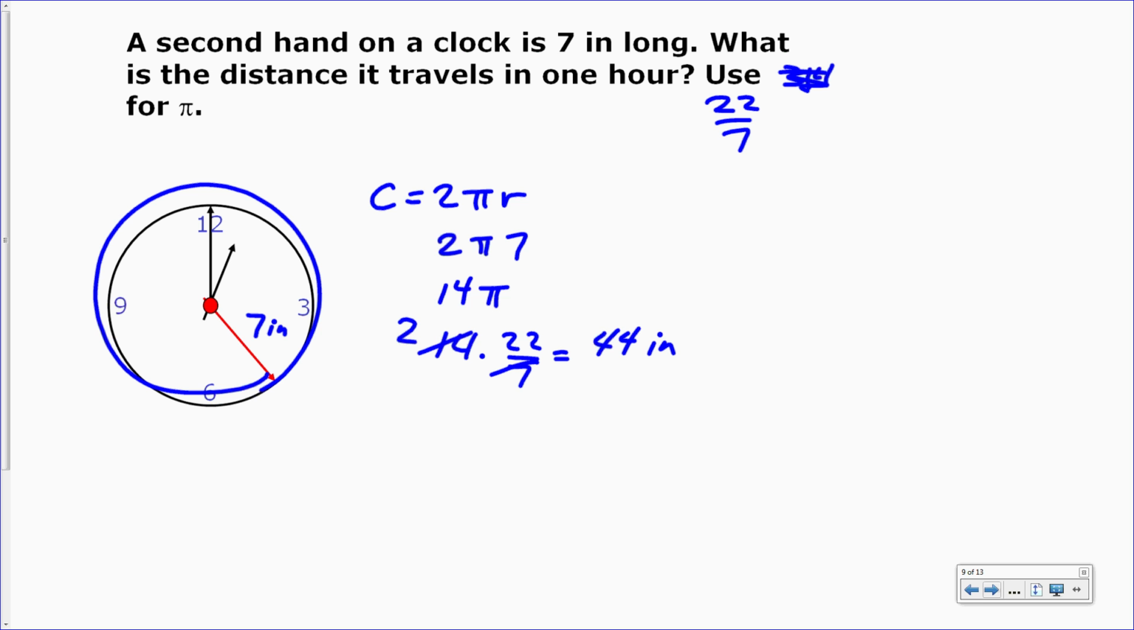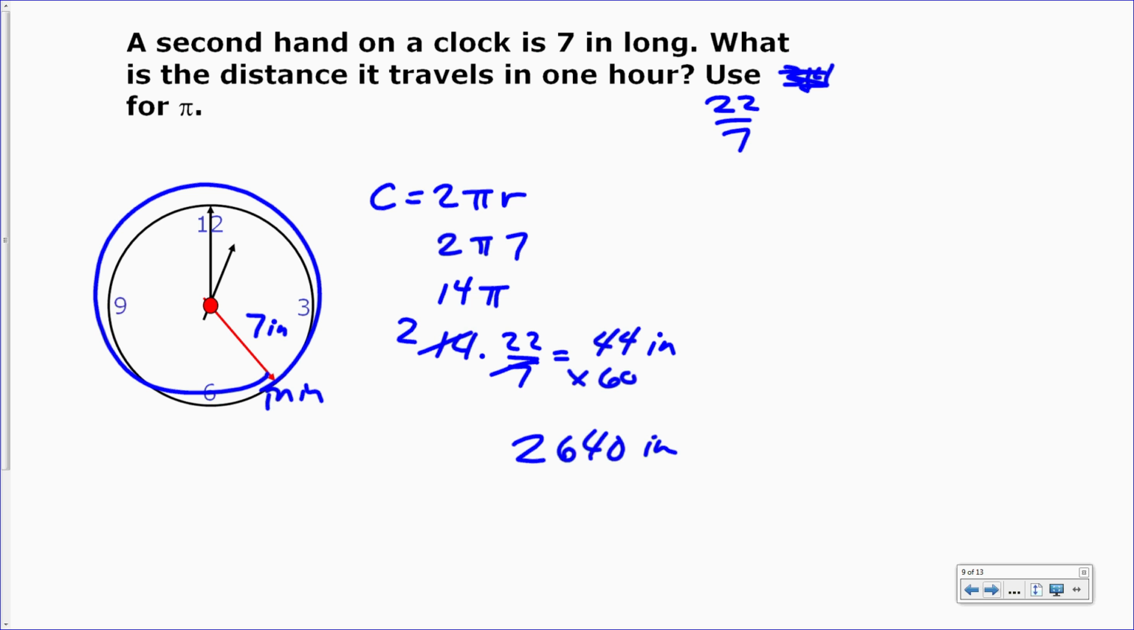Now, how many times does the second hand go around? The second hand goes around 1 time every minute. For each minute, it says how far will it travel in an hour? So that means it's going to go around 60 times. So we would have to take 44 times 60, and we would find out that it goes 2,640 inches every hour. So that thing travels quite a distance.